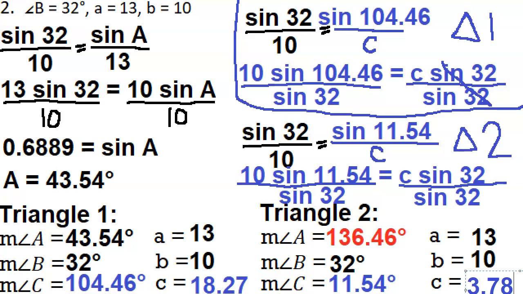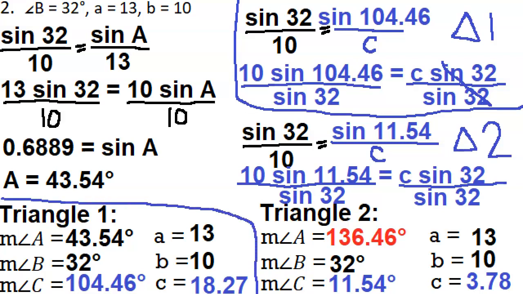Now, of course, when you look at that, you realize that we've got two wildly different answers here. But they are both possible answers given our situation. Okay, so we have triangle 1 and we have triangle 2. They are both possible solutions.